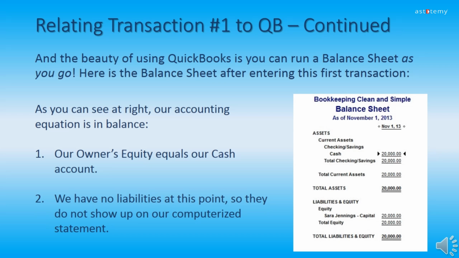Our owner's equity equals our cash account, as you can see. We have no liabilities at this point, so they do not show up in our computerized statement. Hopefully you can see the parallels with our T accounts as well as our general journal exercises up to this point. If not, it should start making sense to you as we go through these next few exercises. Now on to Transaction 2.